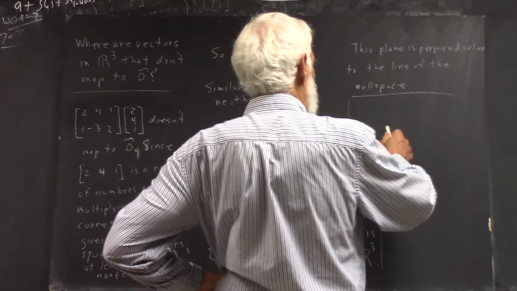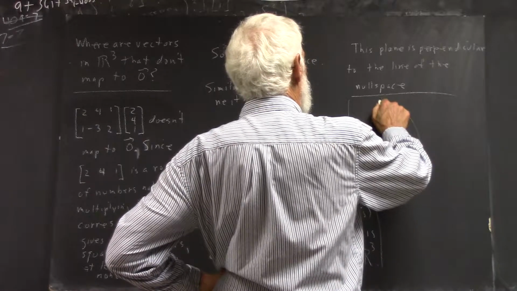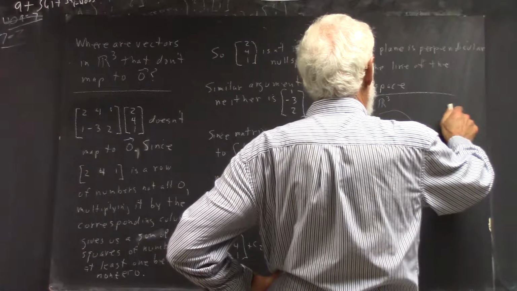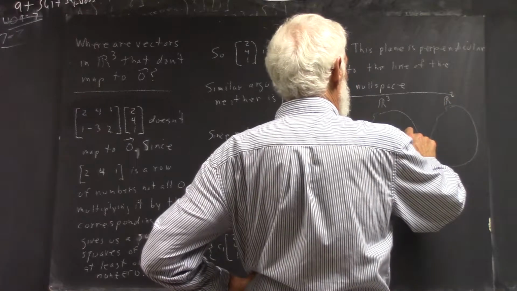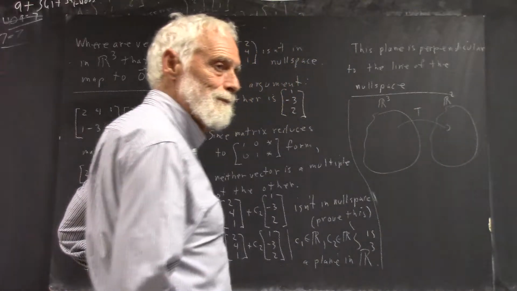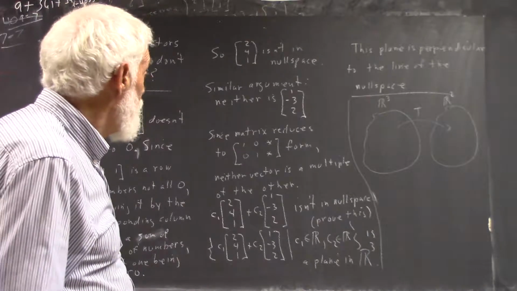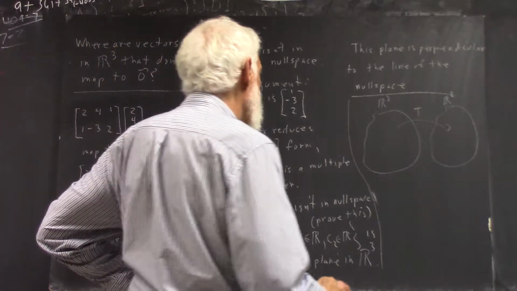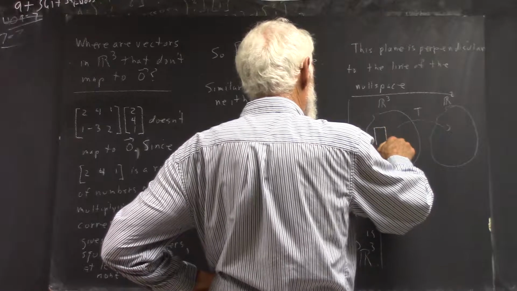So we have this picture. I'm going to draw this picture. Here we've got R3. And here we've got R2. We've got our transformation defined by the matrix A. So what we have is, I'm going to represent it like this, even though this looks like two planes.